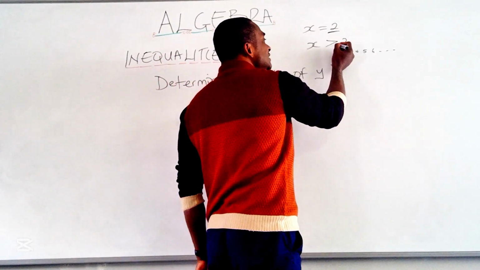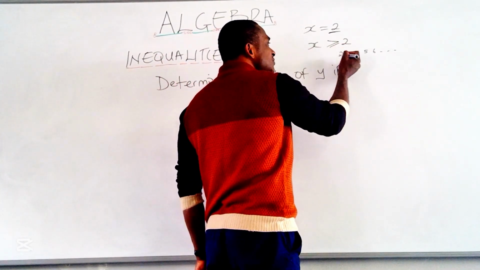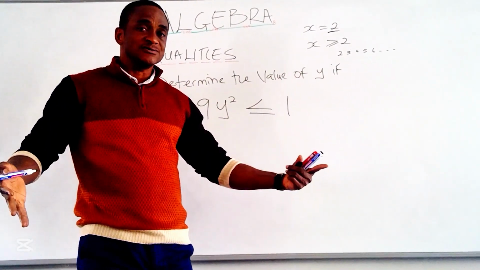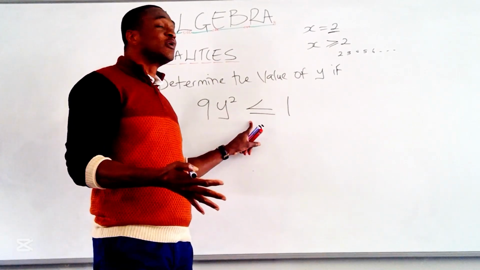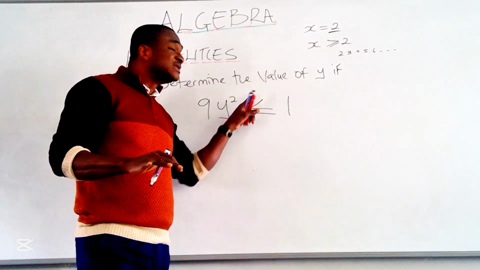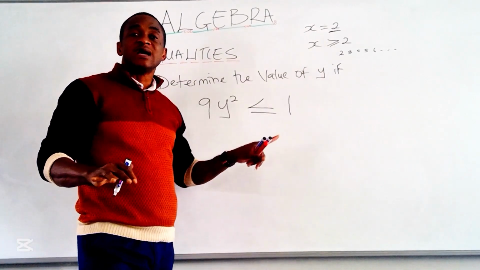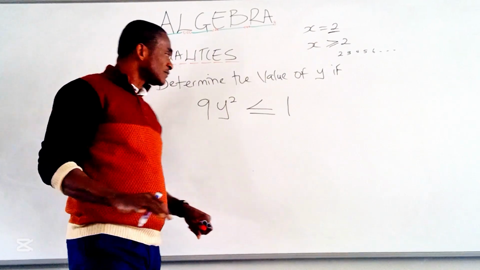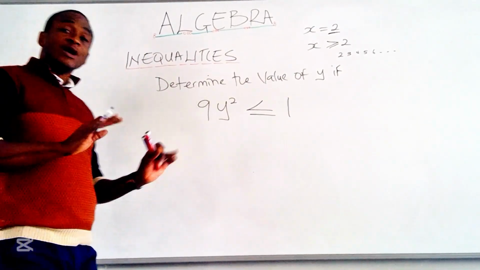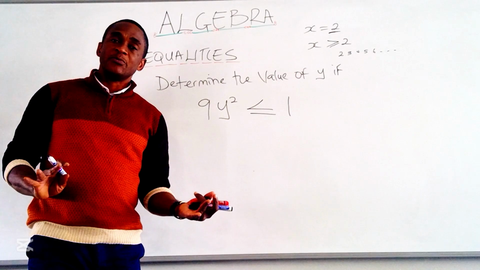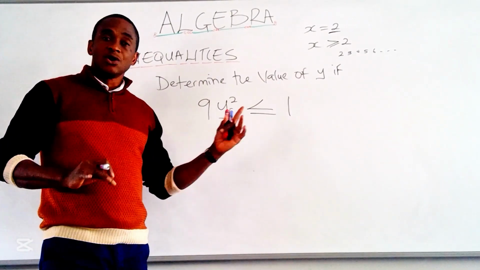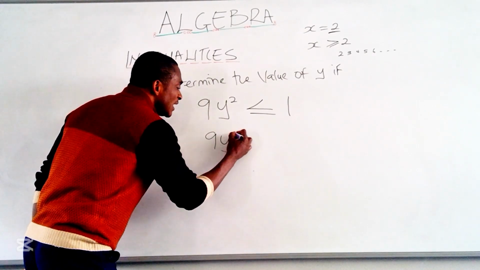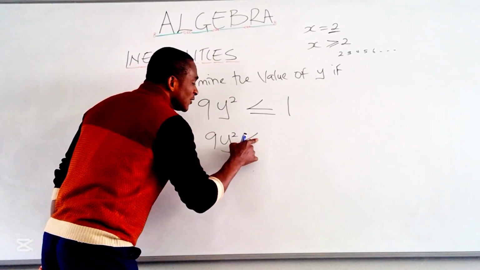Even if I say x is greater than or equal to 2, I mean 2 is inclusive, but it goes on. So it deals with a range of values. So when we are solving an inequality problem, do not make the mistake of changing the inequality sign to an equality sign. It will not give you the same result, and it doesn't mean the same. The only thing is that we can use the same approach, but be mindful of the logical operators. Now we have 9y squared is less than or equal to 1.